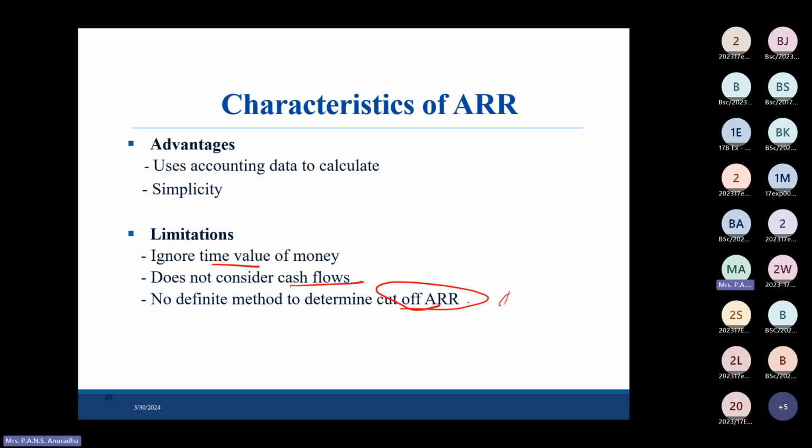As a technique, you cannot take a decision purely based on this because of these limitations. So these are some limitations and the advantages. You can read the uploaded chapter also to get more understanding about this ARR. So this is what ARR is, how to calculate it, and how to interpret that.